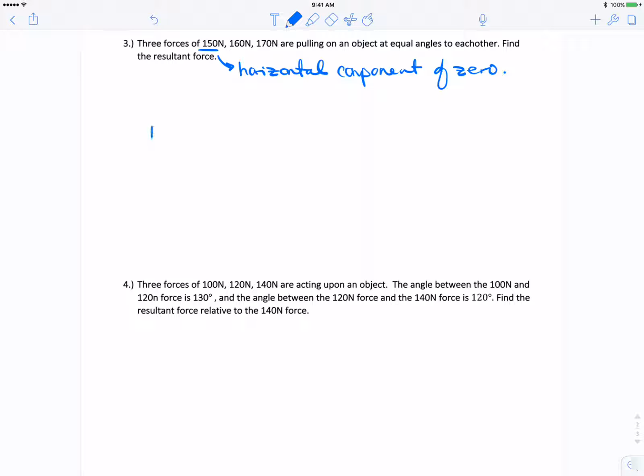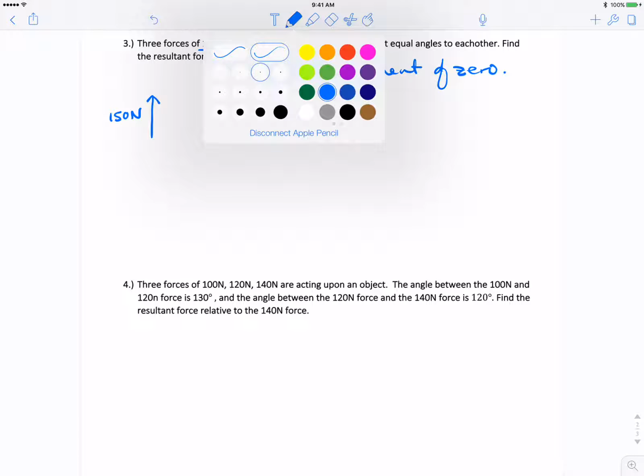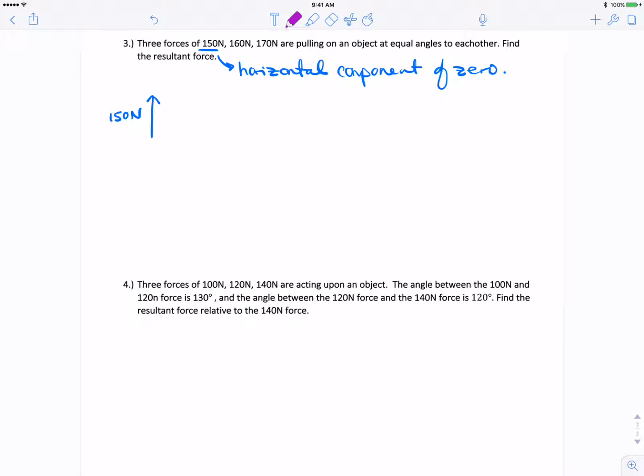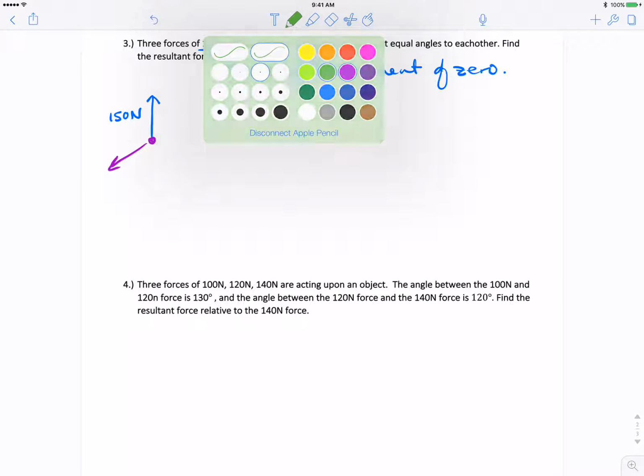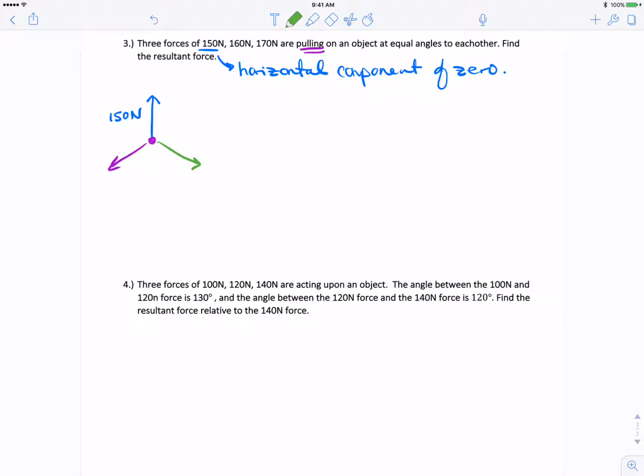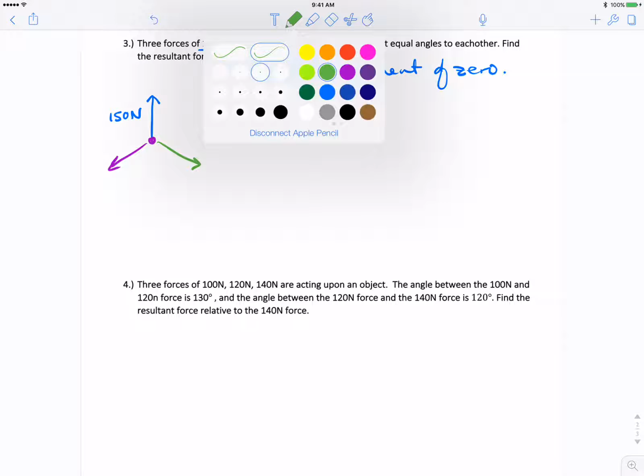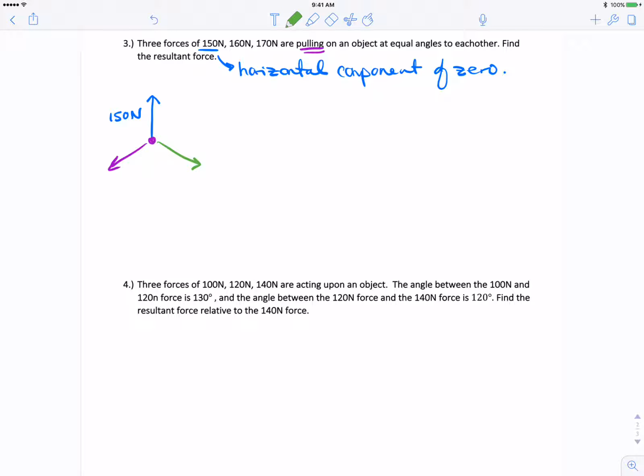So here's what we do. We create a diagram, and I say this is my 150 Newton force. The reason we make one of the components 0 is it just makes my diagrams really nice. I now have 2 other forces that are pulling on an object. So if this is the object in the middle, my forces go out to the left and the right-hand side. It doesn't matter which way, but you always kind of make it look like a little wheel.